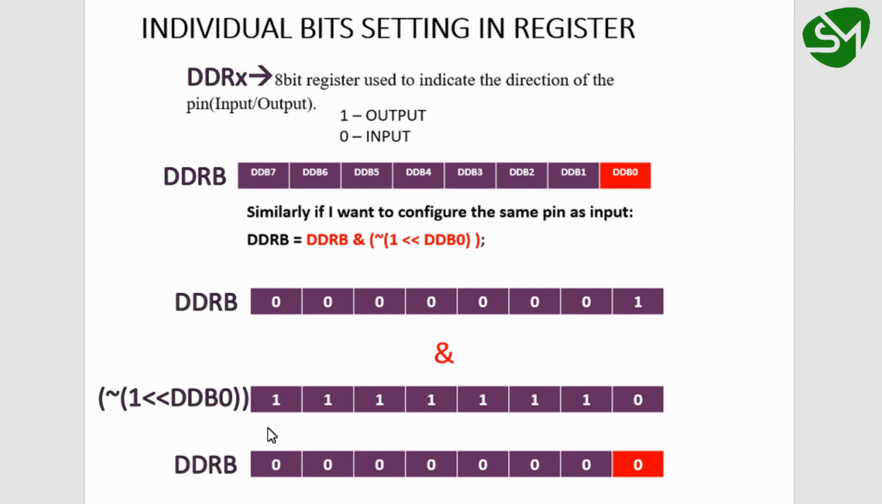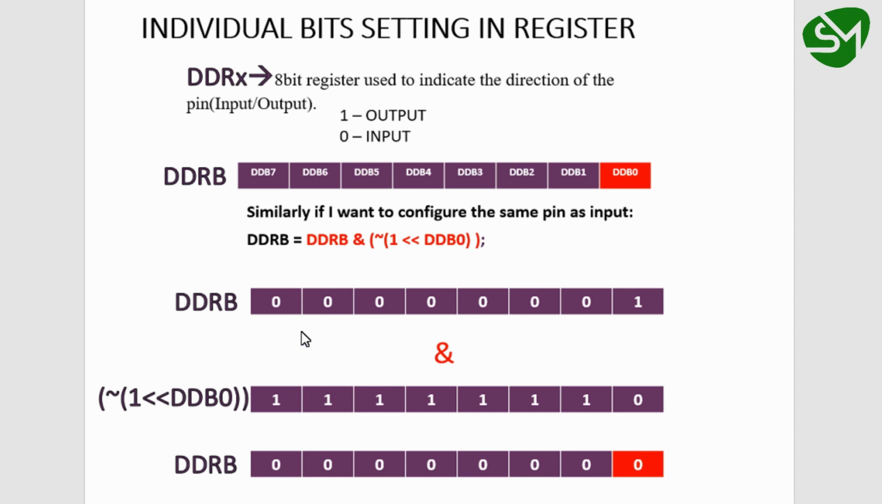And now when I perform AND of the DDRB register value with the negation of 1 left shift of DDB0 value, you can see all these values will be the same as available in the DDRB register, as we are performing the AND operation of those bits with 1. So any value AND 1 will give me the same value. That is, if it is 0 here, it will give me 0 here. If it is 1, I will get 1 here.